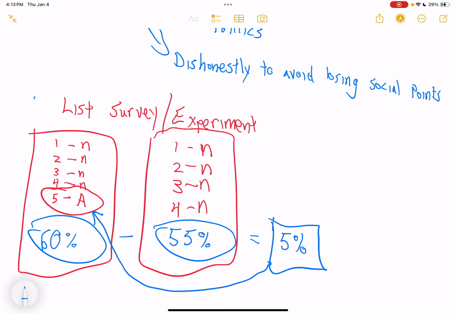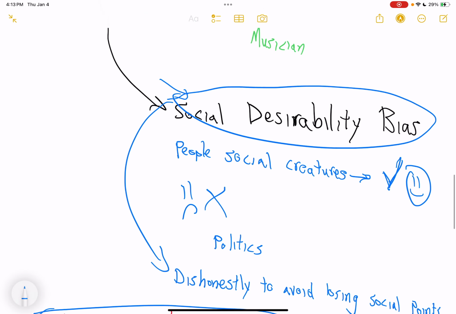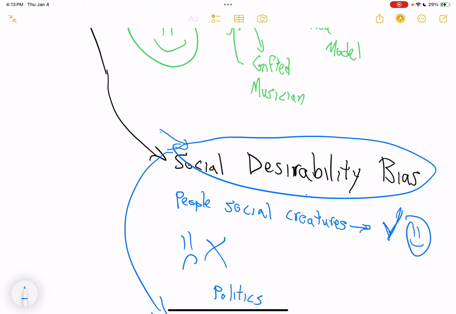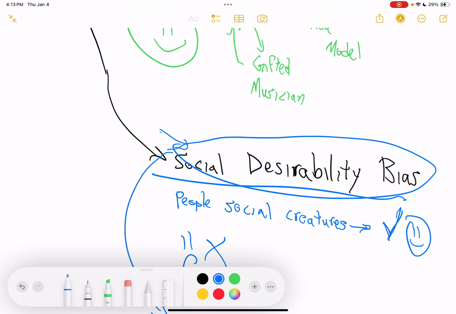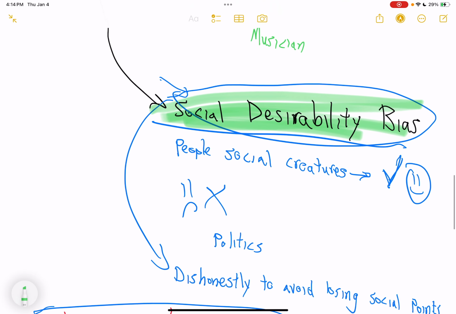Now, anyway, this is a very long explanation for a really cool type of experiment that is used to work around, or subvert, social desirability bias. Okay, it's just one of the many ways we can work around it. But that is why social desirability bias is actually a really powerful bias.